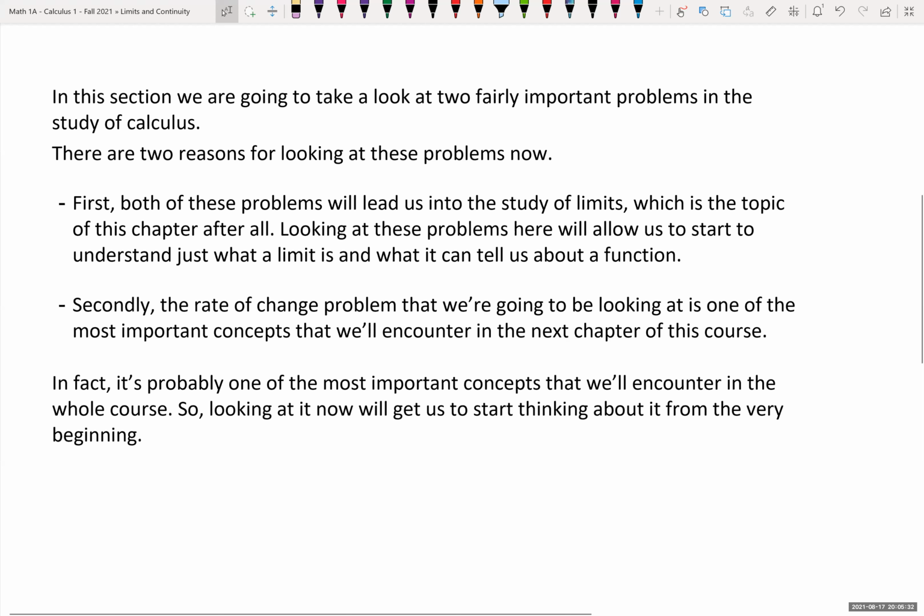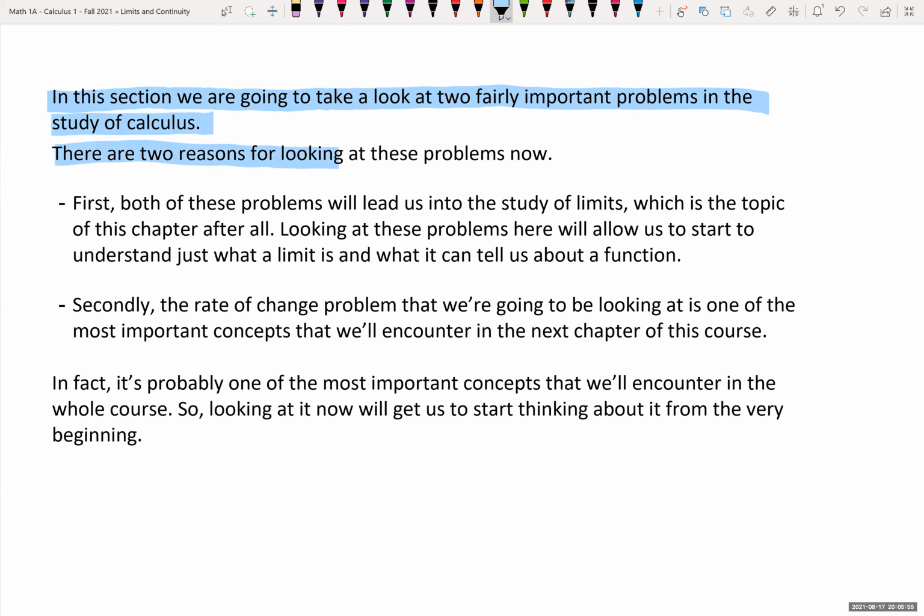Let me quickly read through this. You don't need to take notes on this, but let's just do this. In this section that we're covering, we're going to look at two fairly important problems in the study of calculus. So this is going to get us into that topic of calculus.